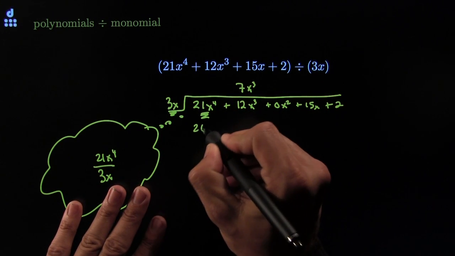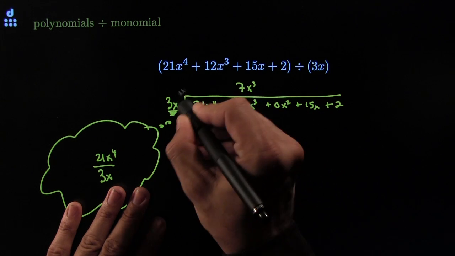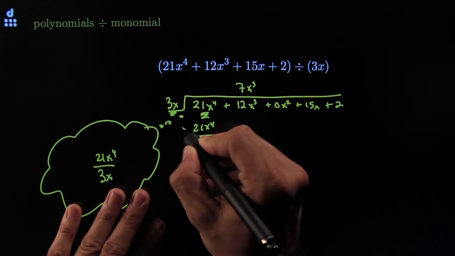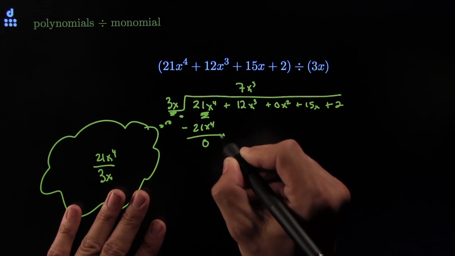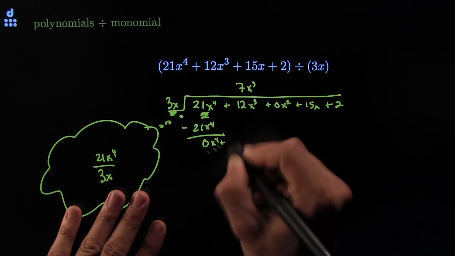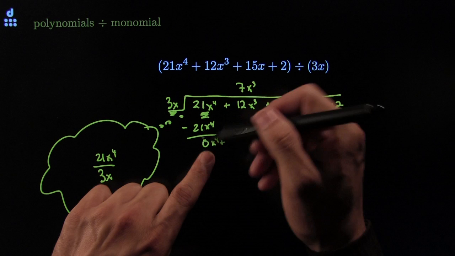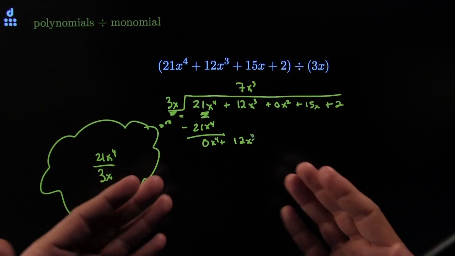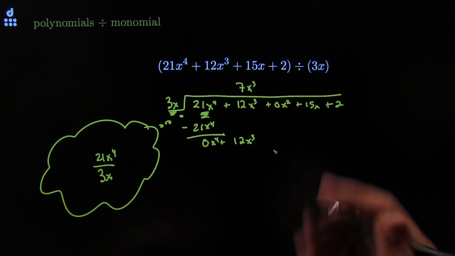This will be 21x to the fourth, after I've multiplied it: 7 times 3 is 21, x to the third times x is x to the fourth. Subtract it and you get 0 x to the fourths. That's nice. That's what's supposed to cancel. That's what's supposed to happen. You cancel the leading term. You bring down the next guy, and now you start the process all over again.